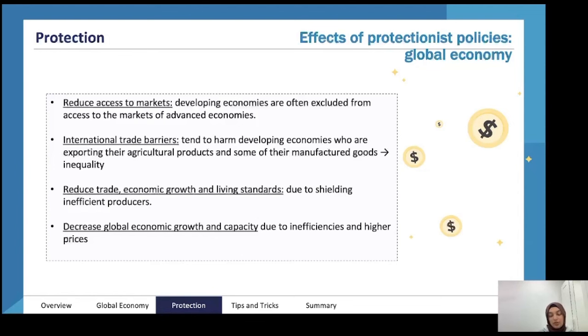So there's a huge misallocation of resources, and this will lead to higher prices as well. We talked about reduction in access to markets, international trade barriers, reduction in trade, economic growth and living standards, and decreasing global economic growth and capacity. So those are some of the effects of protectionist policies in the global economy.